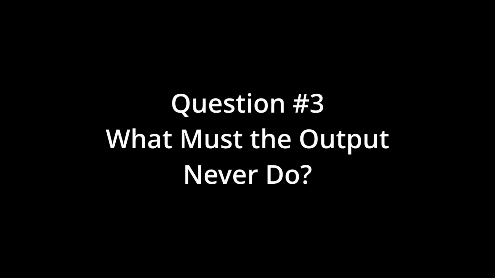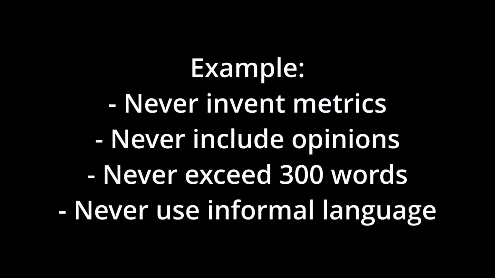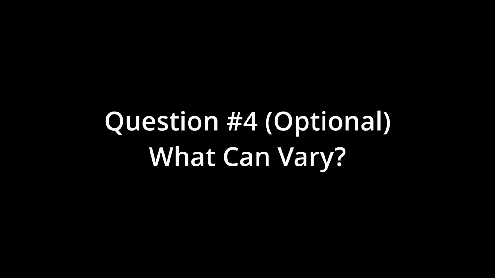Now, question 3, what must the output never do? This is another checklist. And for our sales report, this would include never invent metrics that aren't in the data, never include opinions or predictions, never exceed 300 words, or never use informal language. Again, these are binary. Either it did this or it didn't. There's an optional 4th question if you want to get really precise. What can vary? These are things like the exact wording can be different. The order of the top 3 products can change if revenue is close. You know, the stuff that doesn't matter for your business needs.